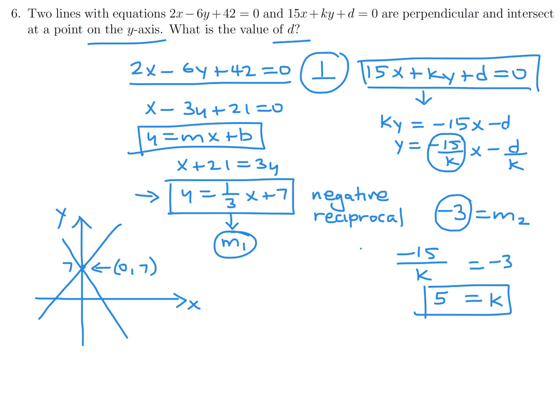So this equation up here was y is equal to minus 15 over k, x minus d over k, and k is 5. Okay, so then I just have to substitute this point. So substitute (0, 7), and we get 7 is equal to minus d over 5. So therefore that means d is equal to minus 35.